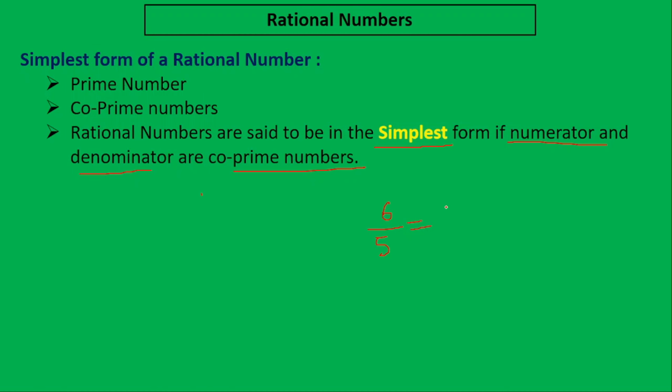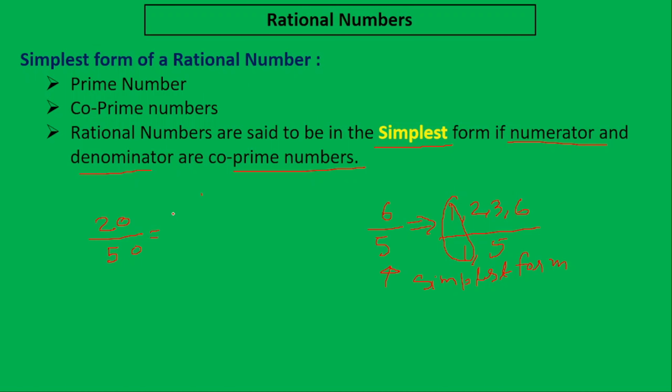So 6 by 5. 6: 1, 2, 3 and 6. 5: 1, 5. So only common is 1. Hence 6 by 5 is in its simplest form. If you multiply 6 by 2 and 5 also by 2, it becomes 12 by 10. Hence 12 by 10 is not in its simplest form.